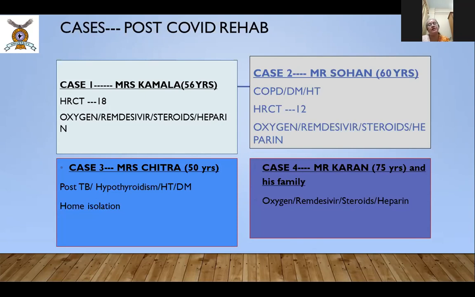He has a past history of COPD, diabetes, hypertension. His HRCT score was 12 and he was treated with oxygen, remdesivir, steroid, and heparin. Our third patient, Mrs. Chitra, who was post-TB, with hypothyroidism, diabetes, hypertension, and during the COVID second wave, she was not admitted but advised home isolation.